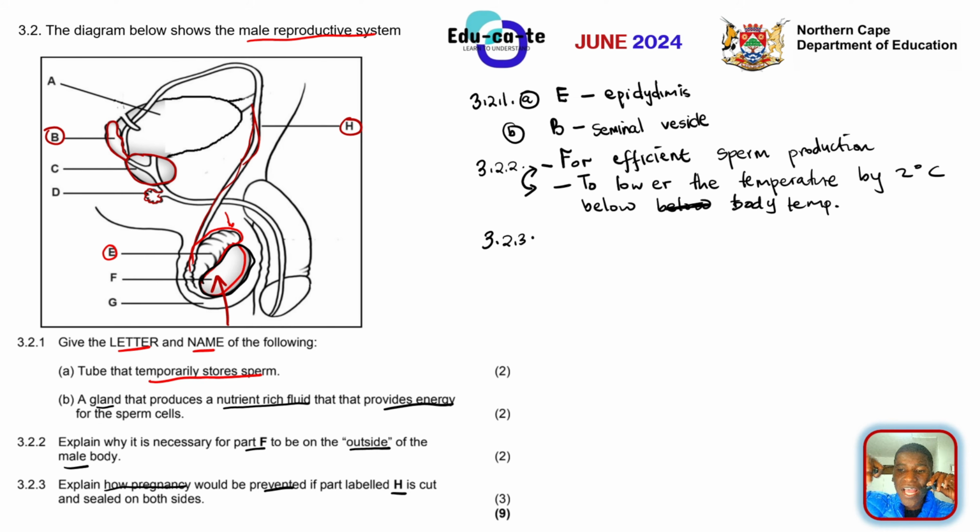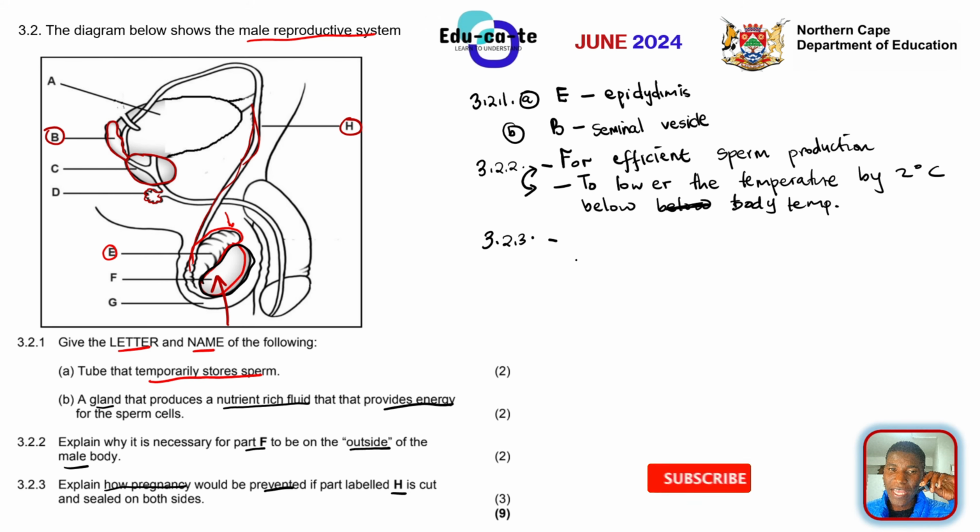So say bob. And then now when we seal it on both sides, what will happen? How does that prevent pregnancy? First of all, you need to explain the consequence of this. So the name of the procedure is known as vasectomy. Whenever talking about vasectomy, we are talking about the process whereby the sperm duct is being cut and sealed.